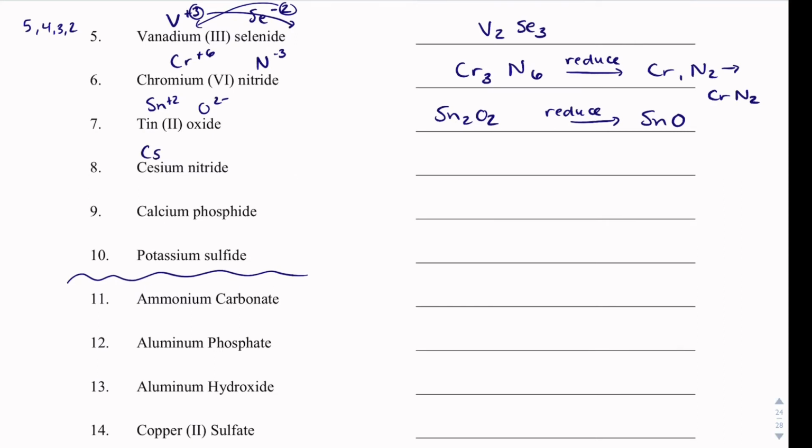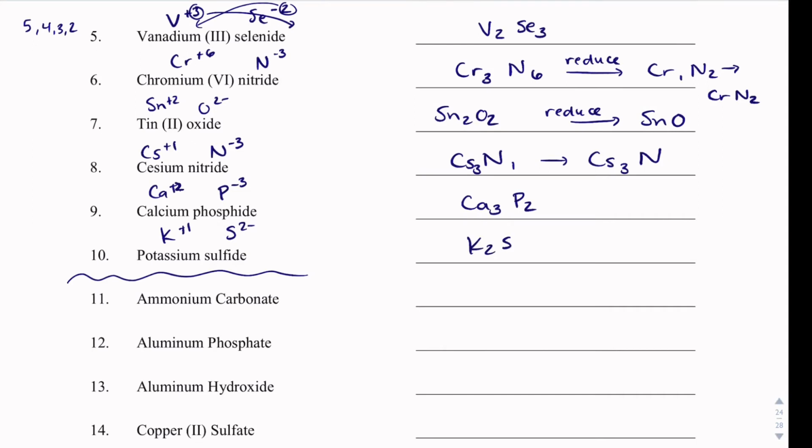Cesium is Cs plus 1. Nitride is N minus 3. We crisscross, and we get Cs3N1, which is probably going to be written Cs3N. Calcium is Ca plus 2. Phosphide is phosphorus with a -3 charge. We crisscross and get Ca3P2. Potassium is K plus 1. Sulfide is S 2 minus. We get K2S.